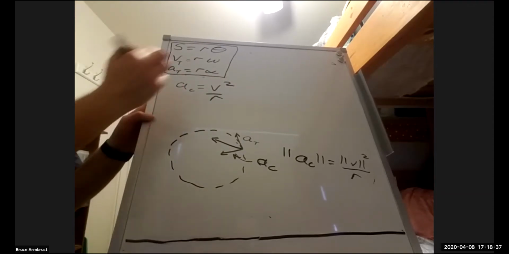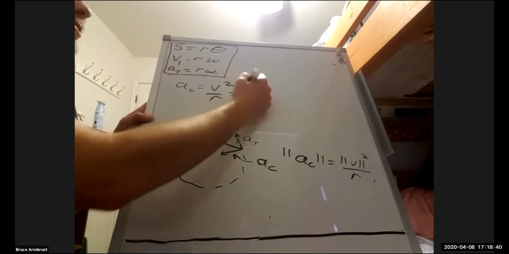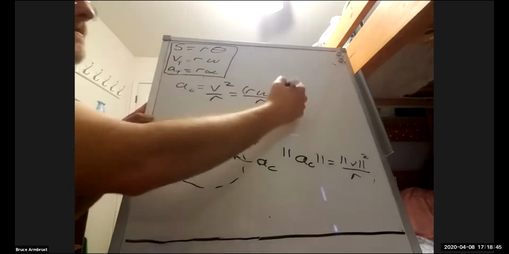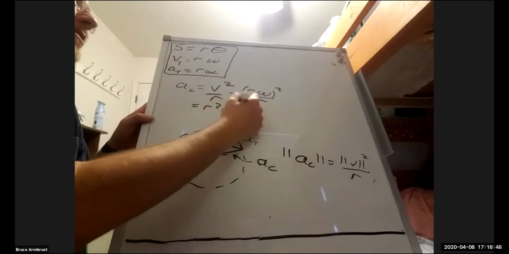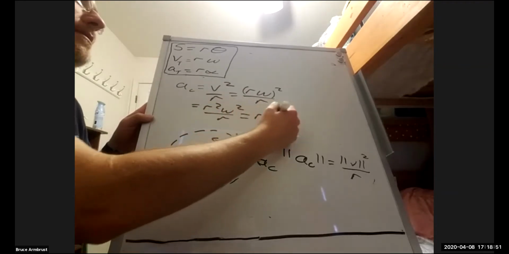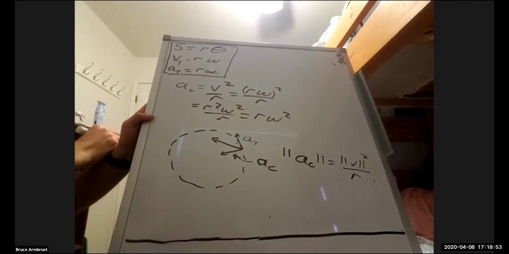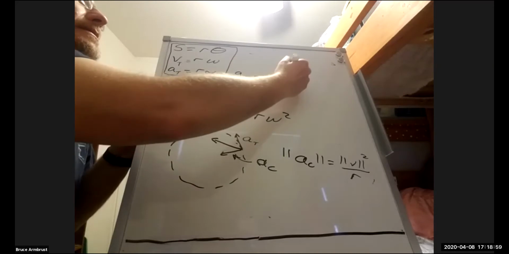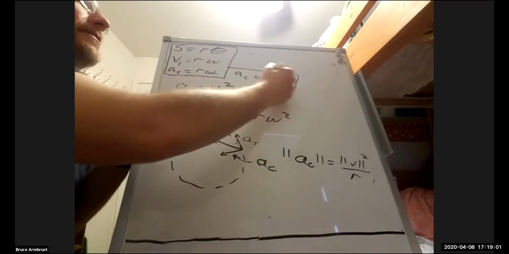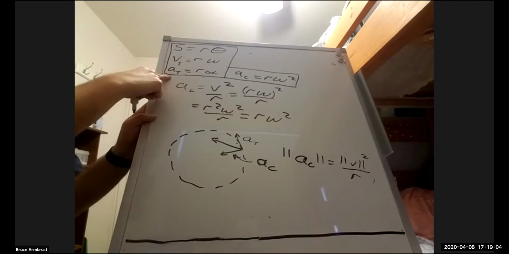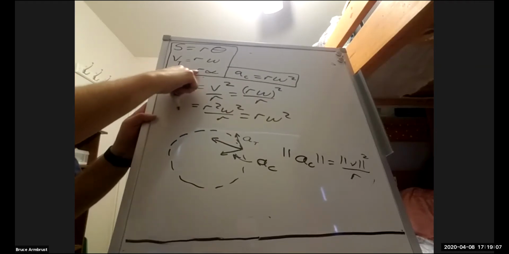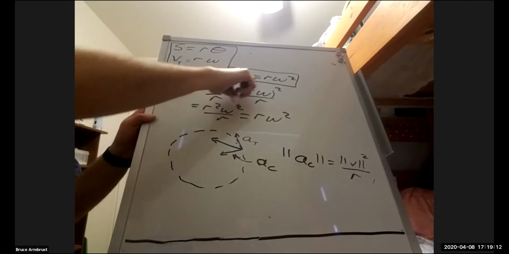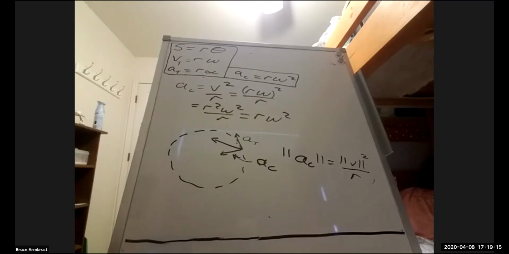So we've got a centripetal, which is equal to v squared over r. Well, v we know is equal to r omega, the tangential part, I should say. So that's going to equal r squared omega squared over r, or r omega squared. So this is the other piece of your acceleration. On the left, we've got our tangential acceleration is r times alpha, and our centripetal or radial acceleration is equal to r omega squared.